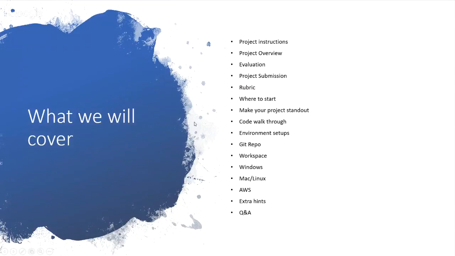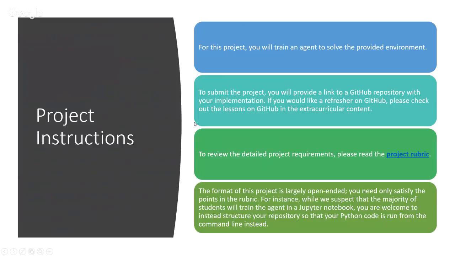First off, let's look at this project. It is a continuous control project, and what you need to do is train an agent to solve the provided environment, which is the Reacher environment, which I'll go through later. You have to submit the project either through a Git repo or as a zip. You have to go through the rubric, which I'll go through later.